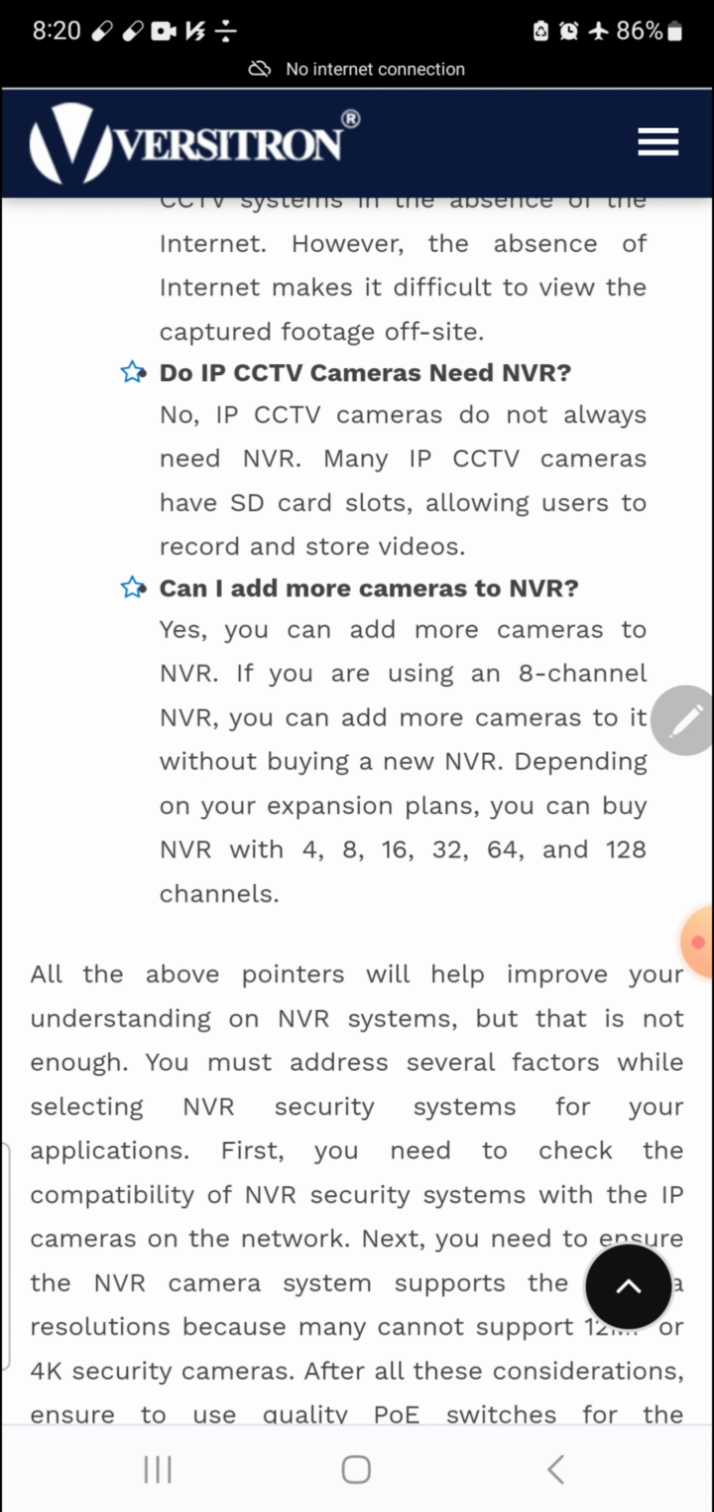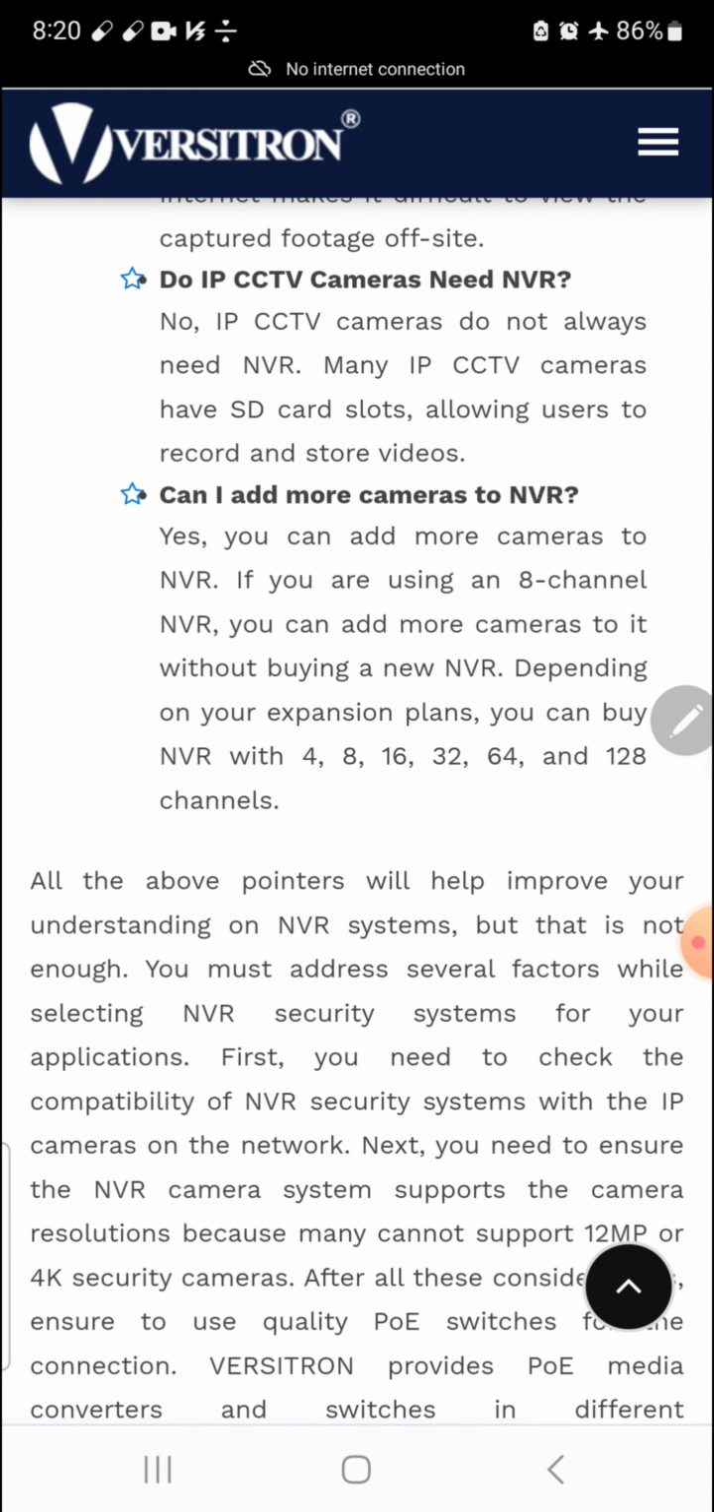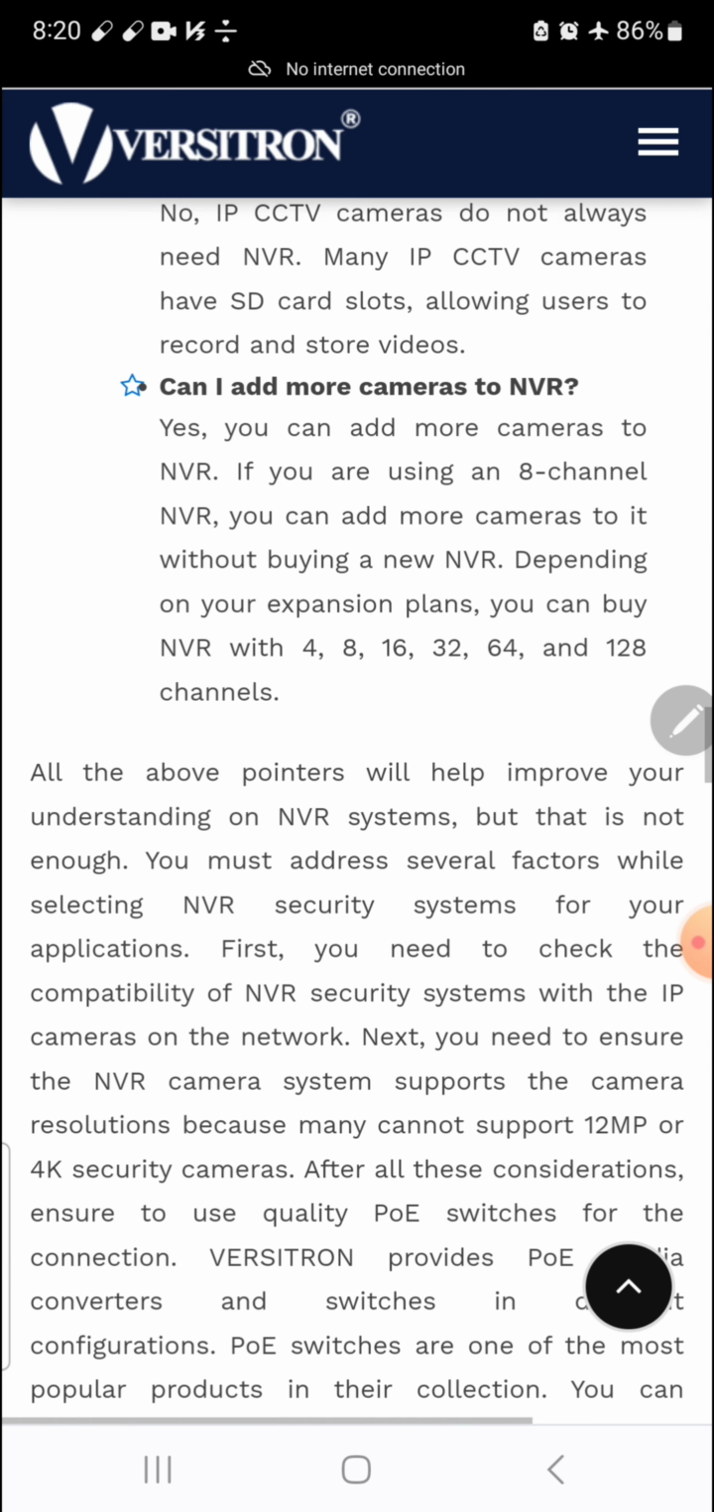Do IP CCTV cameras need NVR? No, IP CCTV cameras do not always need NVR. Most IP CCTV cameras have SD card slots, allowing users to record and store videos.